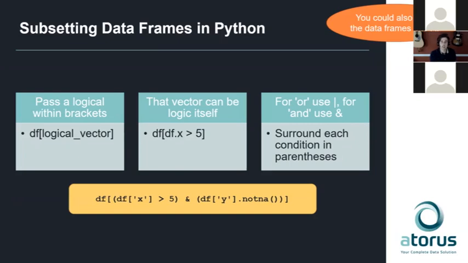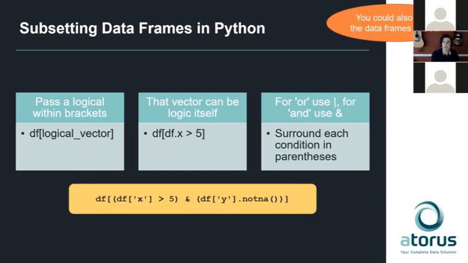But that can also be logic. So if you have a numeric vector in df.x, the x variable within df, you can do things like greater than 5, and then you'll get only rows that are greater than 5, because what df.x greater than 5 actually returns is a logical vector.